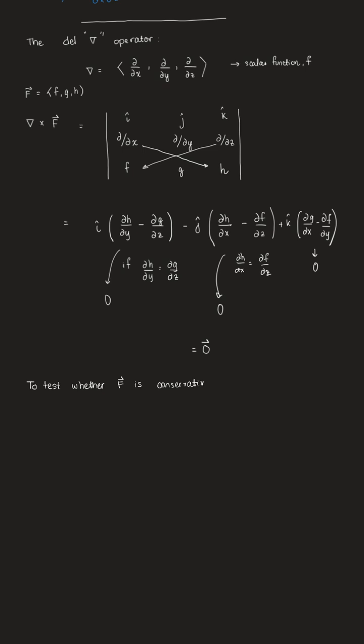So our test, to test whether we have a conservative field, and we're dealing with a field in R3, is to show that this operator del cross F gives you the 0 vector. And that's a really nice way to remember how to do this test.